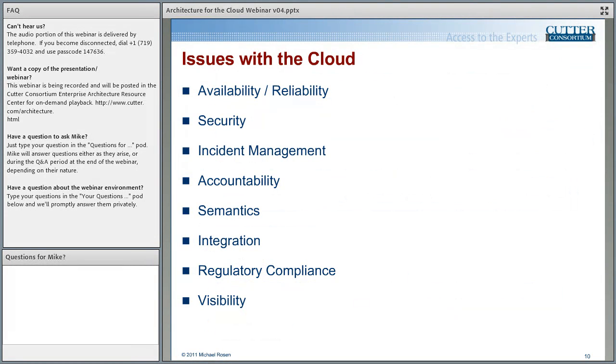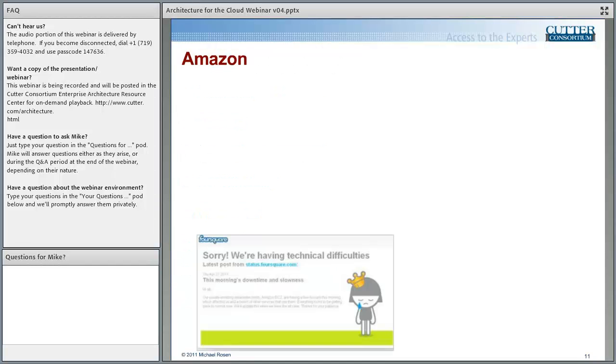So what are these issues? Availability, security, incident management, accountability, semantics, integration, compliance, visibility. We're going to talk about a few of these in a little bit more detail. Some of you might have seen a web page like this a couple of weeks ago.